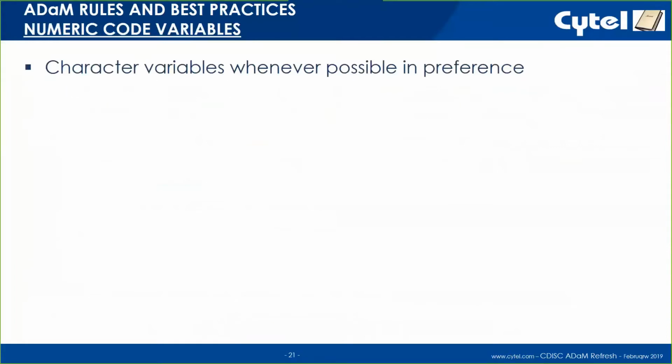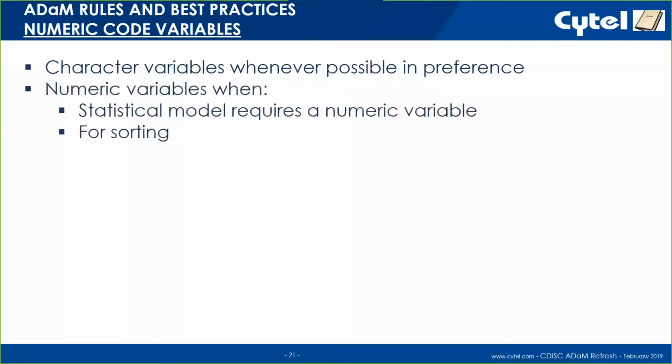Okay, so as I said before, in ADaM we have a mixture of numeric and character variables. Character variables, whenever possible, are preferred, because character variables, especially for categorical variables, are ready for the tables, so they already contain the value that you want to present. Numeric variables are used when a statistical model requires a numeric value, or when you use character variables but want a different sorting in your output, because the character variable sorting may not be optimal for the table. Then you may also have the numeric counterpart, a numeric equivalent variable.